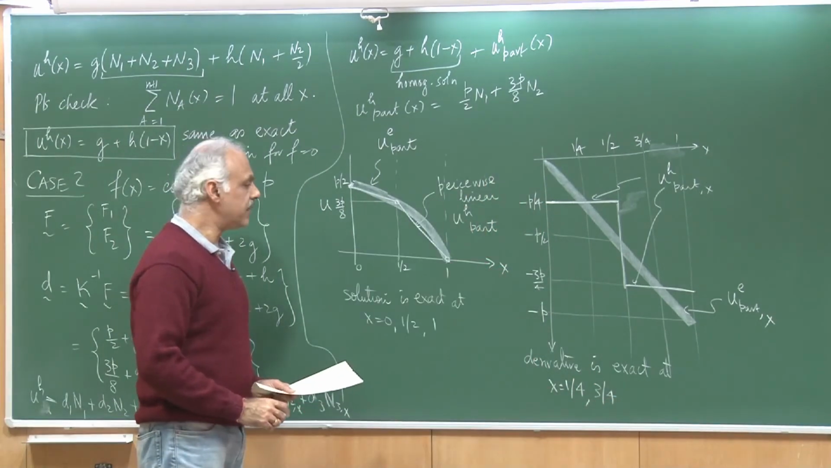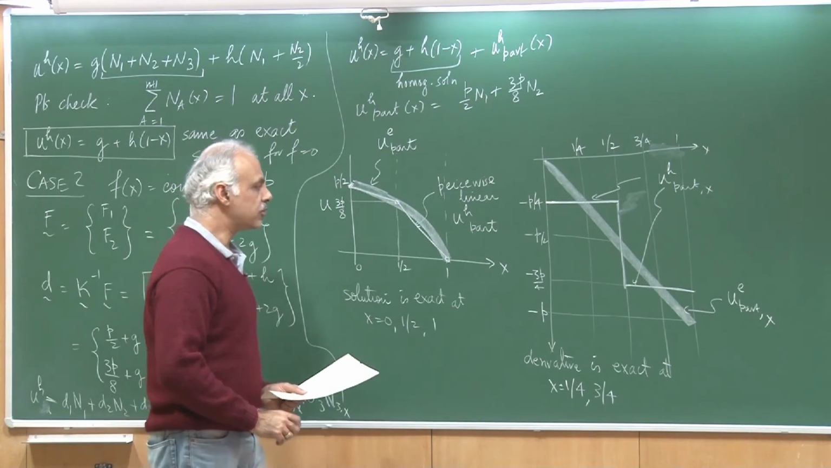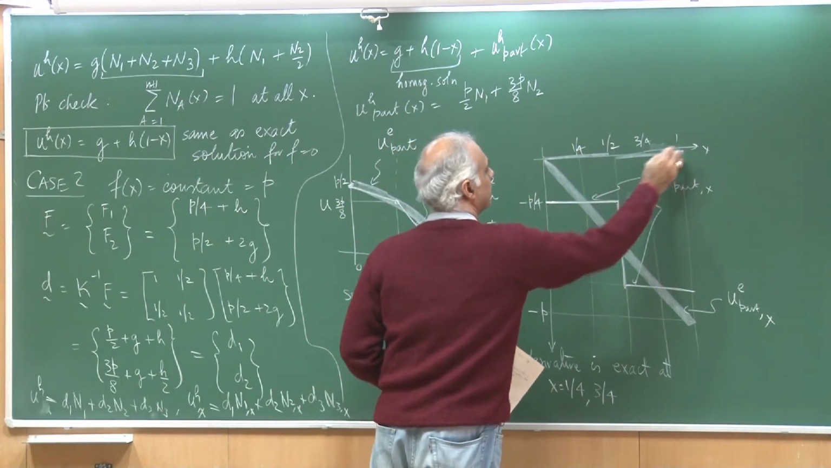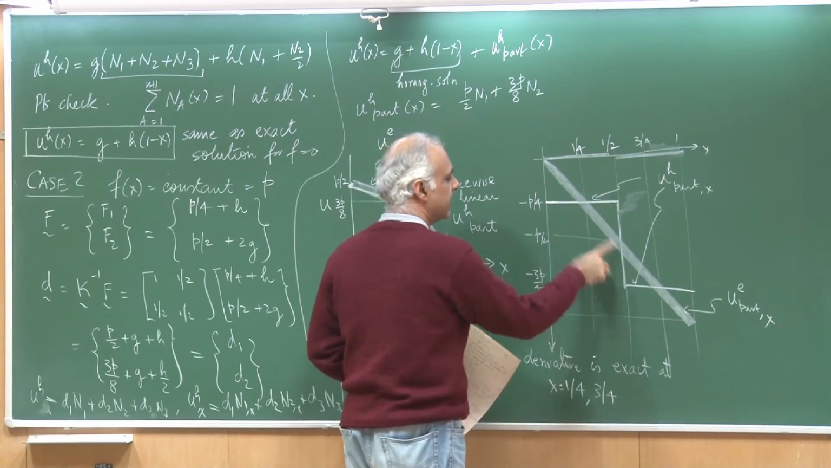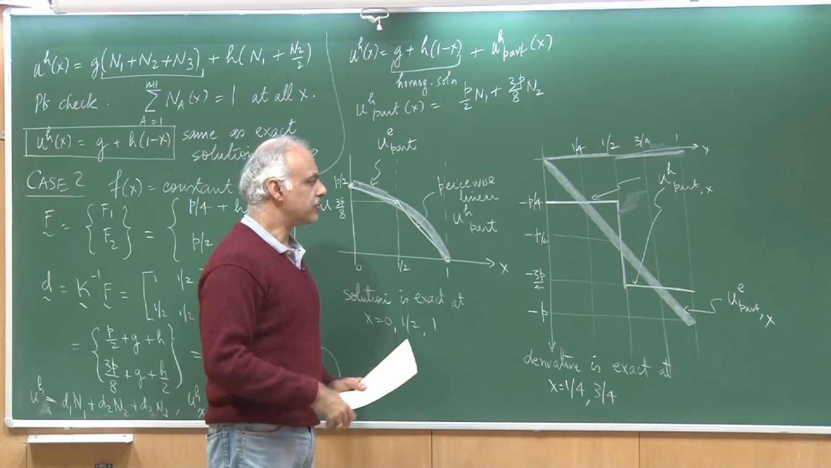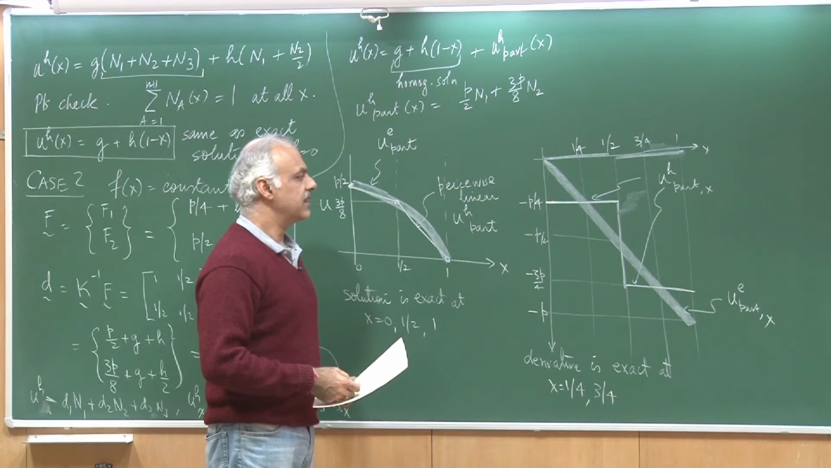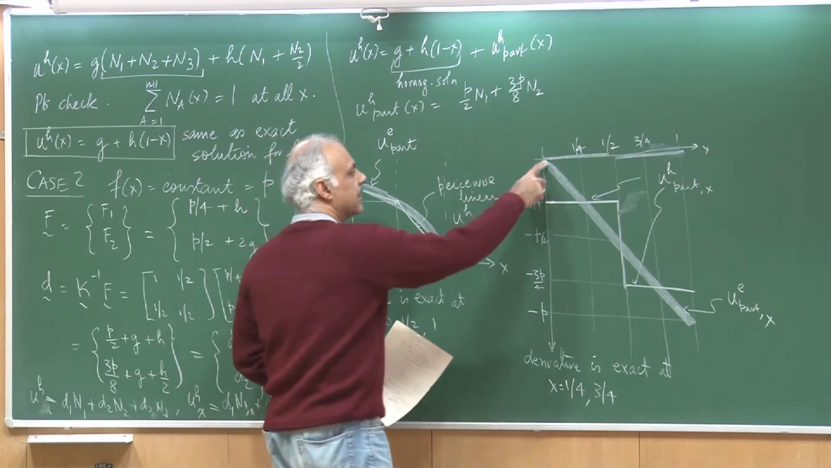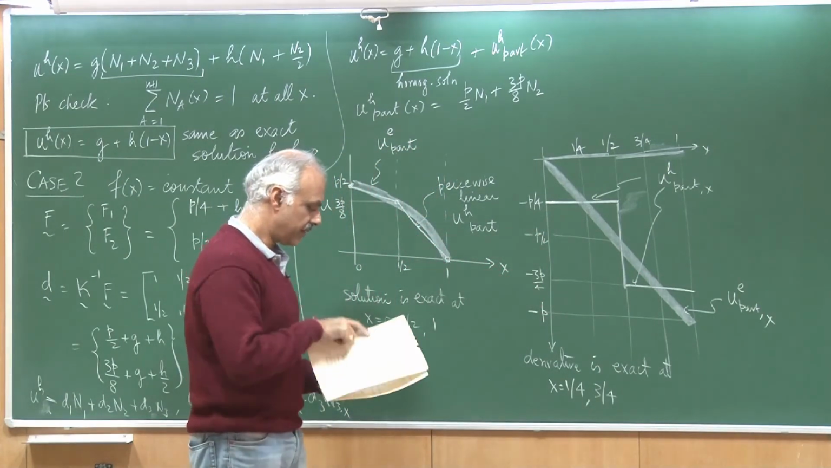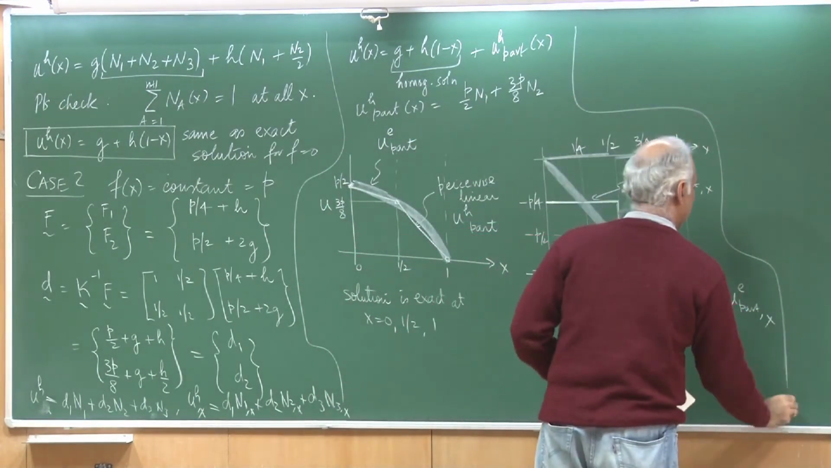So, when we took one element, the slope was exact at one point. When we took two elements, so this is element 1, this is element 2, again the slope is exact in each element at one point. Of course, by the very discretization, the slope is constant within an element, so it can at the most match this linearly varying slope at only one point.